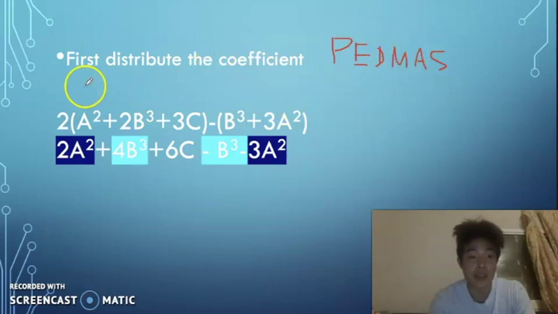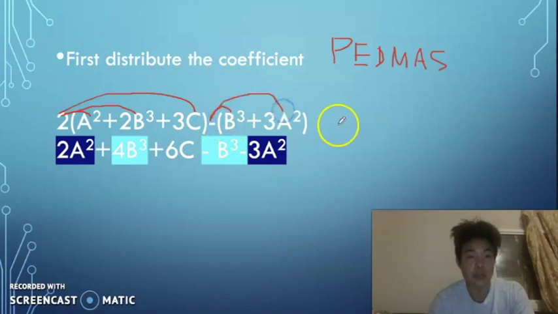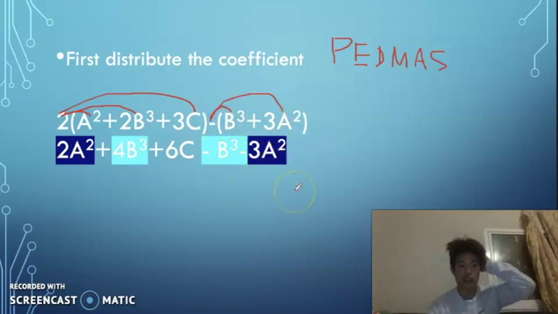And that is something that we can do since we have this 2 that has to be distributed and this negative 1 that has to be distributed. So once we distribute this, we would get 2a squared, because we do 2 multiplied by a squared. Then we get 4b cubed, right? And we would get 6c. And then we want to distribute this negative 1, so we get negative 1 times b cubed, which would give us negative b cubed. Then we would do negative 1 multiplied by 3a squared, which would give us negative 3a squared.